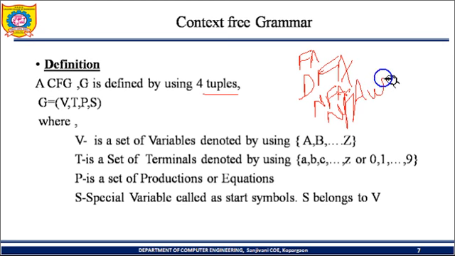Two more definitions we have discussed. One is Mealy machine, another one is Moore machine. Those two machines are defined by using a 6 tuple.